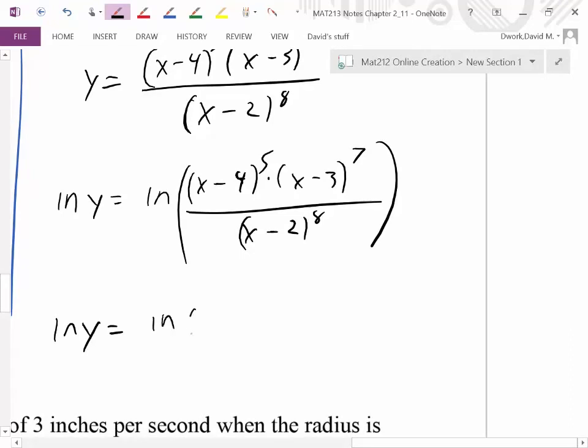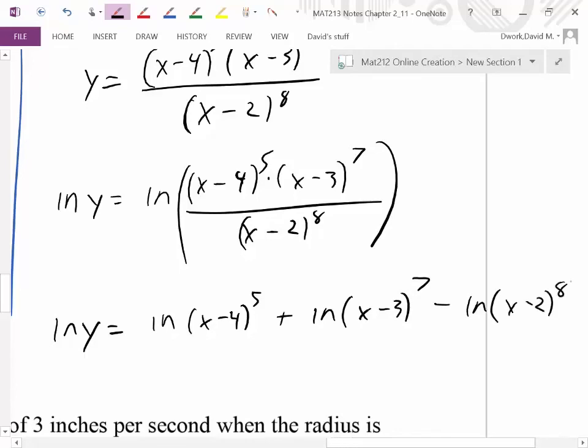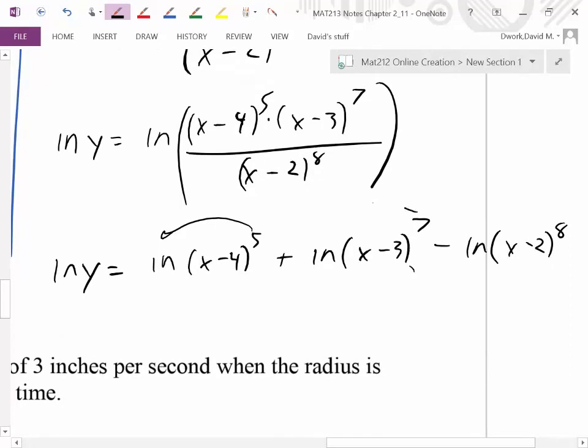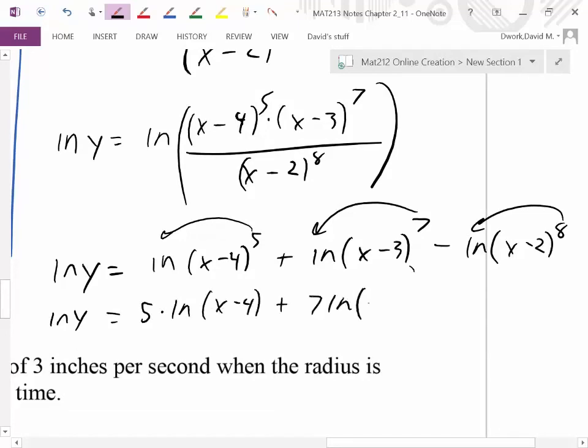So this is going to be natural log of (x minus 4) raised to the 5th plus the natural log of (x minus 3) raised to the 7th minus the natural log of (x minus 2) raised to the 8th. So now you can see it's already looking a little bit better. But I can clean this up even more because I can bring all these exponents out to the front, can't I? So that would give me natural log of y equals 5 times the natural log of (x minus 4) plus 7 times the natural log of (x minus 3) minus 8 times the natural log of (x minus 2).